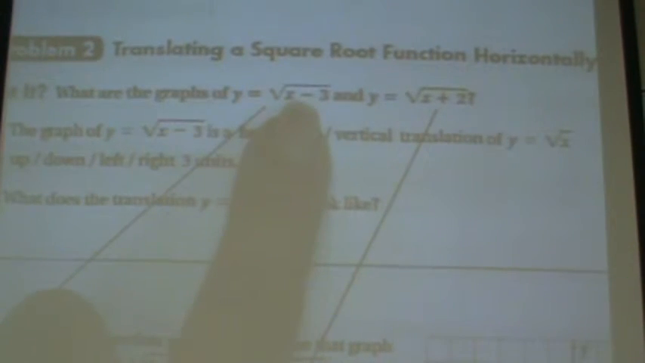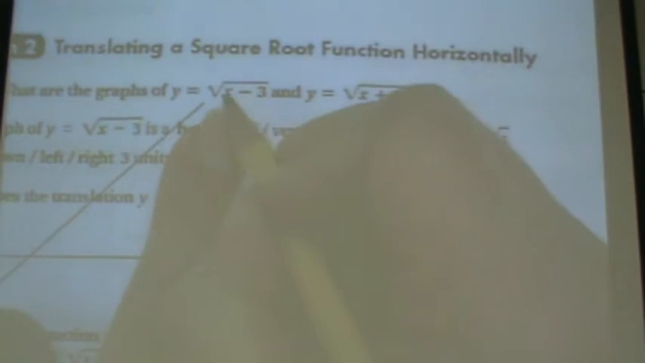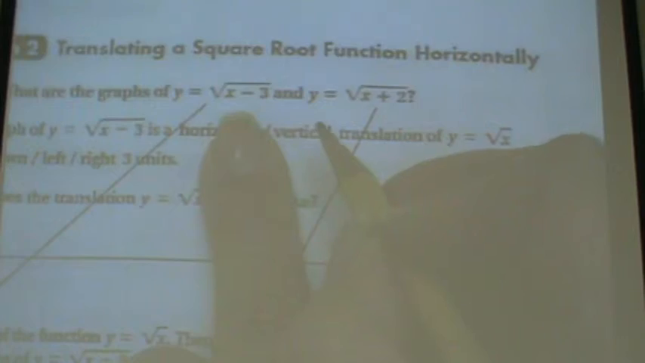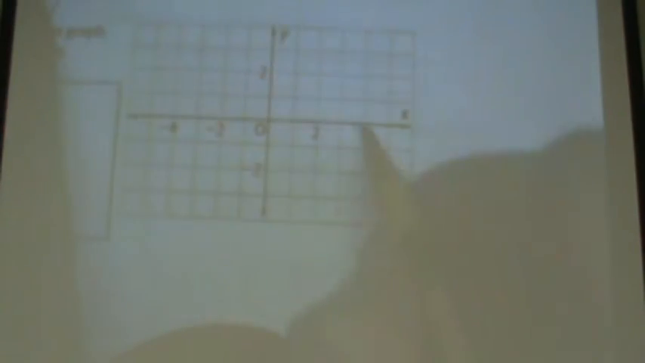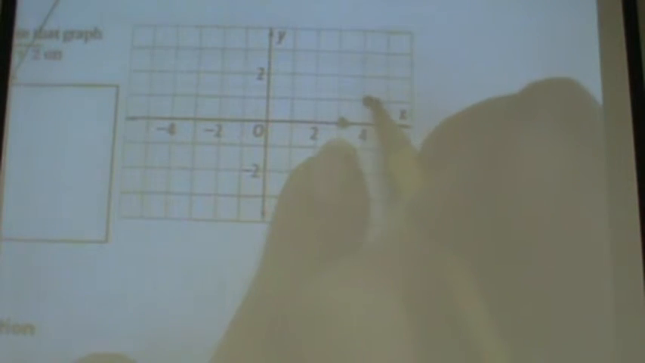Okay, check out this one. y equals the square root of x minus 3. Does anybody know what this does? Minus 3 is going to shift your graph 3 units where? Right. 3 units right. Can everybody take the graph and go 3 units right? Yep. And I'm off the page. 1, 2, 3. That's okay.